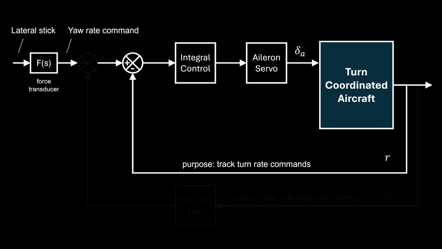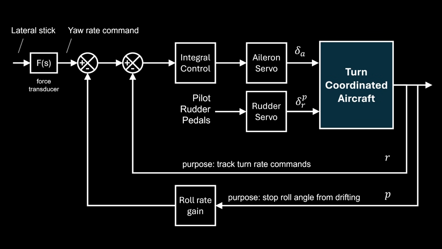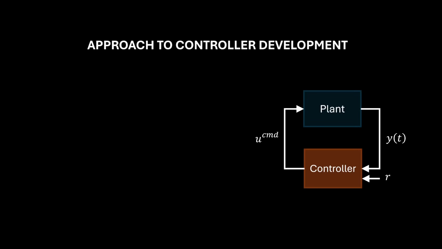Second, we feed back roll rate with its own proportional gain through the integrator to regulate roll rate and therefore eliminate the roll angle drift. Finally, there's the pilot rudder pedal input. It's shown for completeness but remains zero throughout this lesson. So architecture is one thing, but tuning is another.